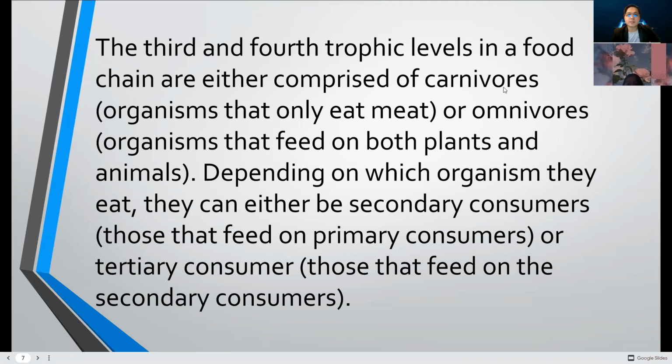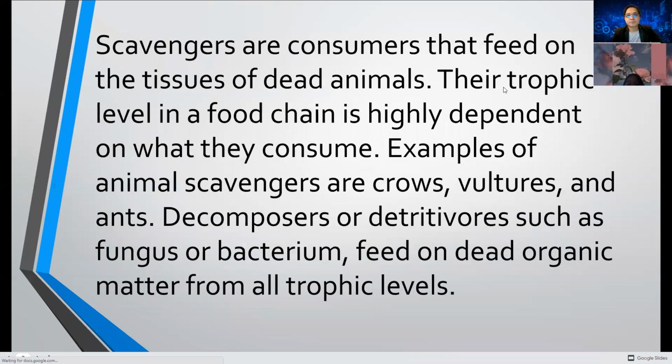Depending on which organisms they eat, they can either be secondary consumers, those that fed on the primary consumers, or the tertiary consumers that fed on the secondary consumers. Scavengers are the consumers that fed on tissues of dead organic material or dead animals. Their trophic level in the food chain is highly dependent on what they consume. Example, animal scavengers like crows, vultures, and ants.